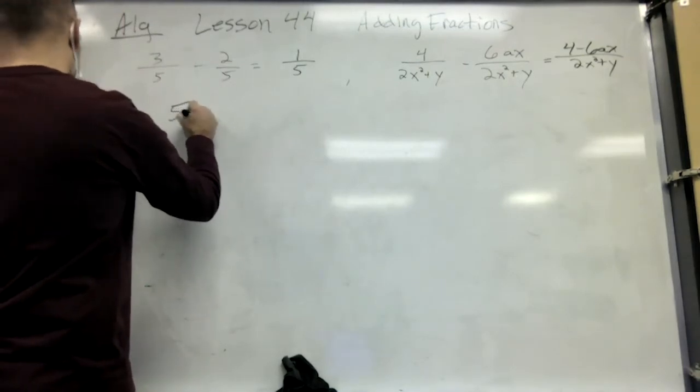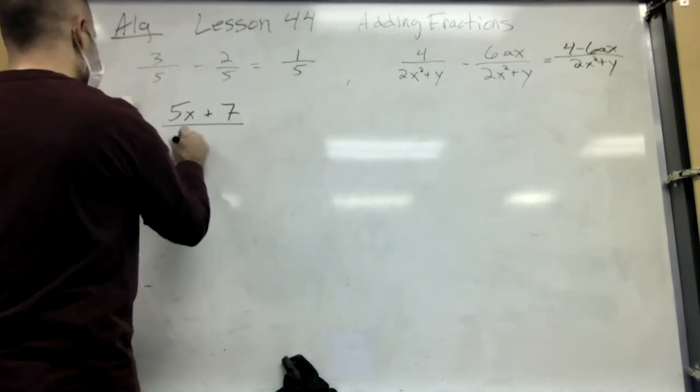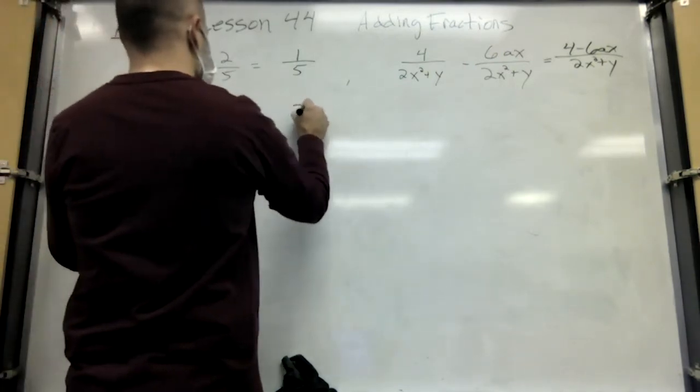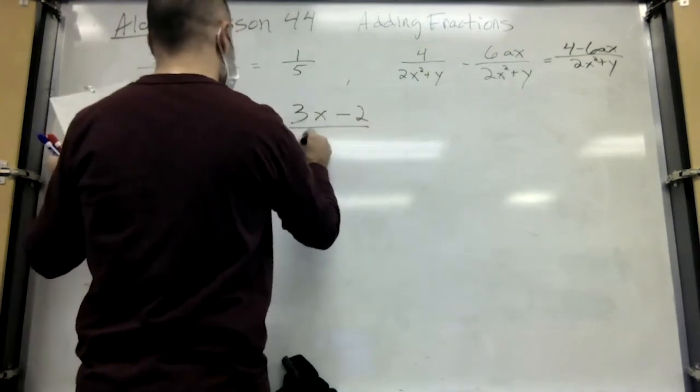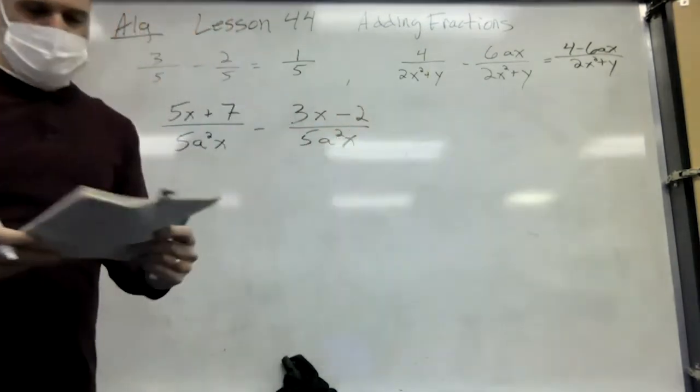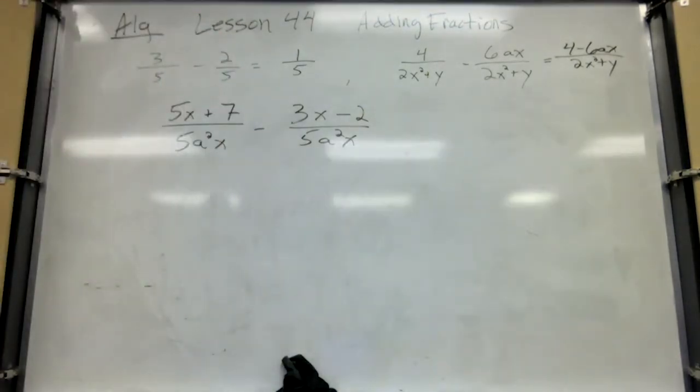So 5x plus 7 all over 5a squared x, minus 3x minus 2 all over 5a squared x. So see if you can combine those or subtract those fractions. And be careful, there is a little bit of a tricky part to this, but don't feel pressure to figure it out. Just do what you would normally do. Don't try to figure out the trick. Do what you normally do.